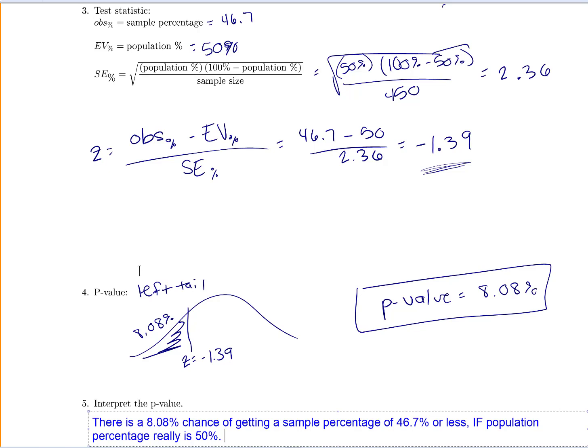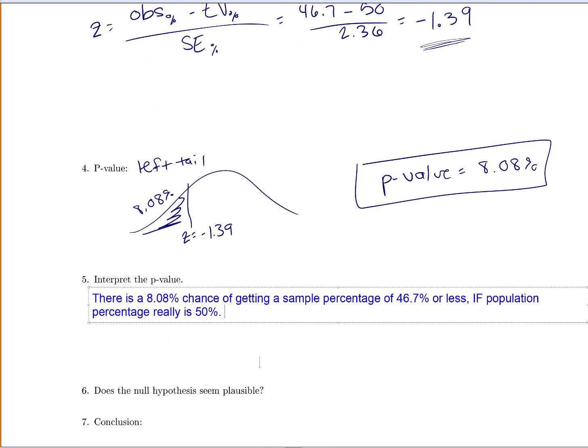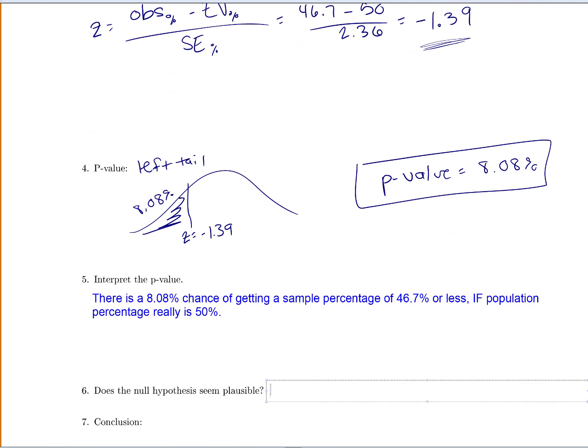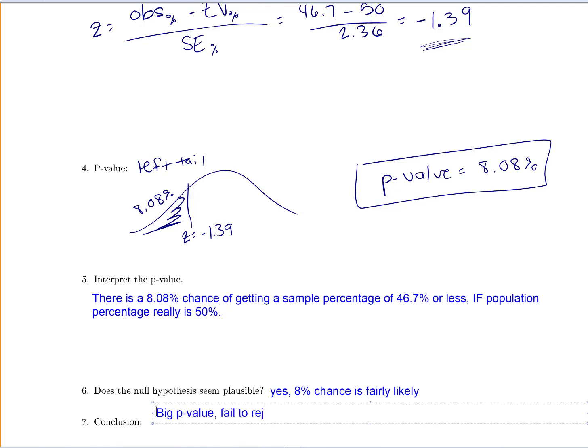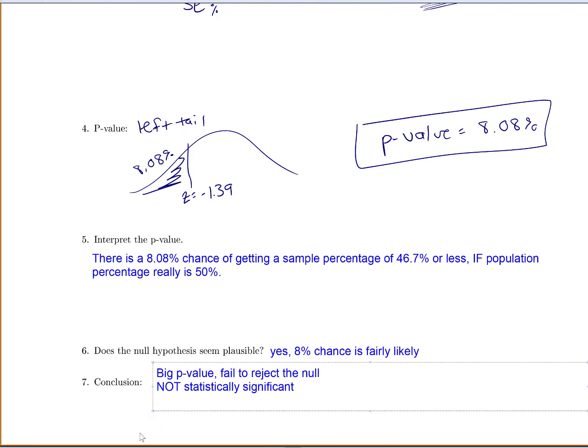Well, an 8% chance is actually not too bad. It's not too small. So does the null hypothesis seem plausible? Yeah, you could probably believe something with an 8% chance happens. So 8% chance is fairly likely, and I might believe the null hypothesis. Once again, this is a big p-value, so we will fail to reject the null. It is not statistically significant, because statistically significant means you have a small p-value.